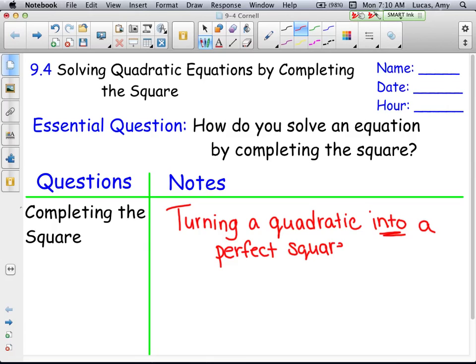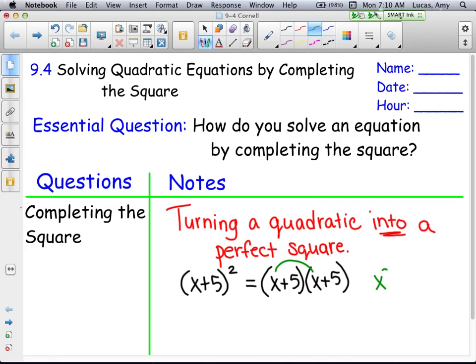And in order to do that, you need to remember what a perfect square looks like. So a perfect square could be something like x plus 5 squared. And remember, that means x plus 5 times another x plus 5. So if I FOIL that, I'm going to get x squared plus 5x plus another 5x plus 25, which simplifies to give me x squared plus 10x plus 25.